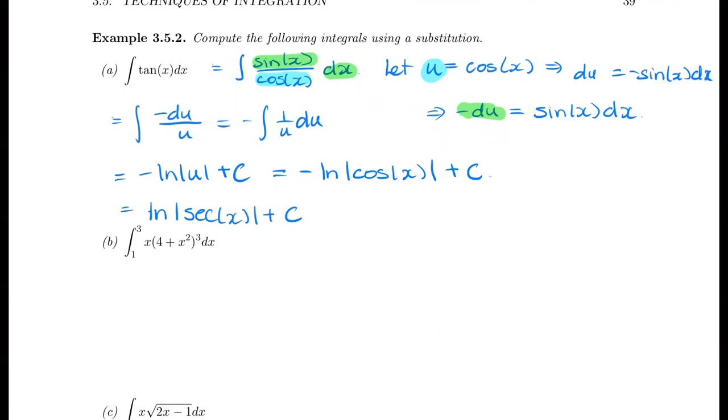All right, so let's have a look at the next one. For this one, we have x times 4 plus x squared, all that to the power of 3. It should look obvious that what we actually want to substitute is this 4 plus x squared here. The one that looks a bit more complicated to work with is the one that we would most likely substitute. So let's go ahead and see.